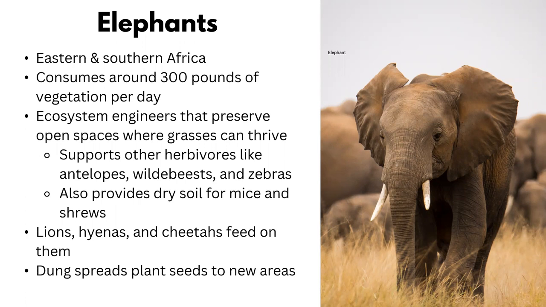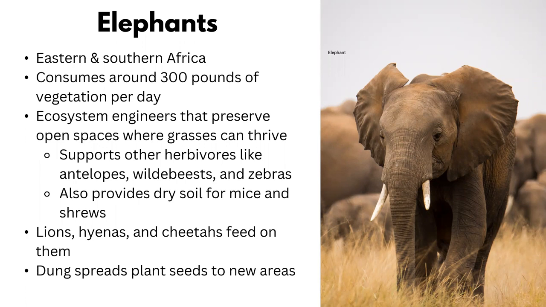They also support other herbivores, things like zebras and wildebeests and antelopes, because they're taking out those big trees, they're leaving grasses and spaces for other animals. If thinking about just the large animals, you've got to think about the things underneath as well. So keeping those roots and vegetation out of the way, they're making dry soil for things like mice and shrews, which a lot of other animals eat as well. For instance, lions, hyenas, and cheetahs all do feed on elephants every once in a while. They're a lot of meat for a group of animals to eat.